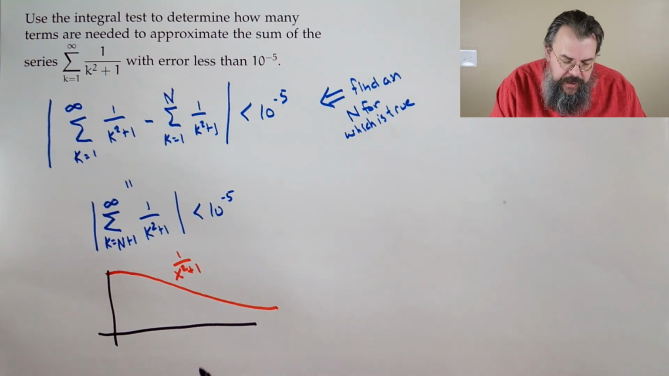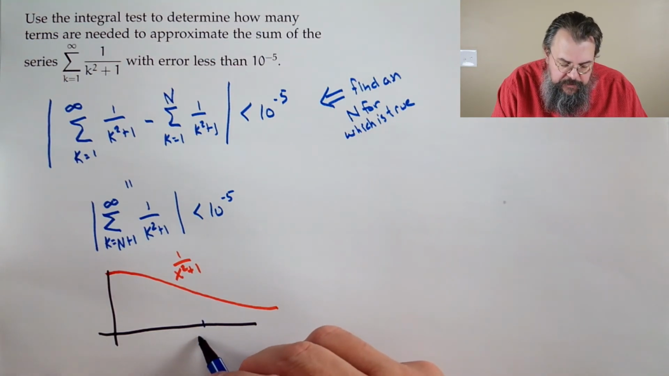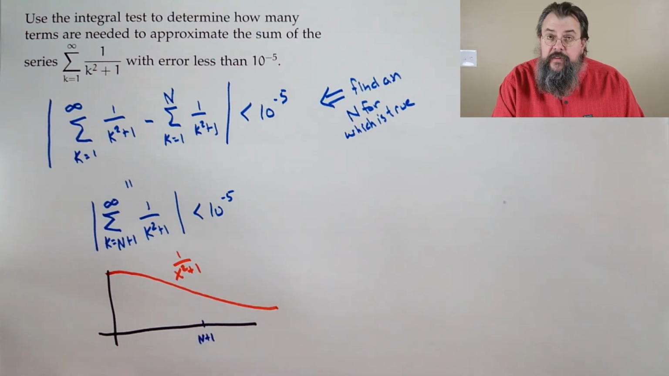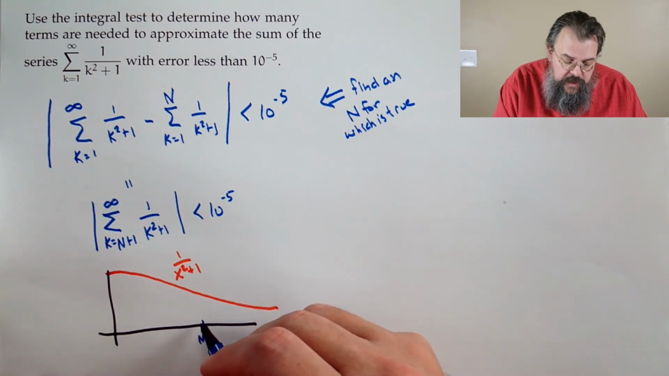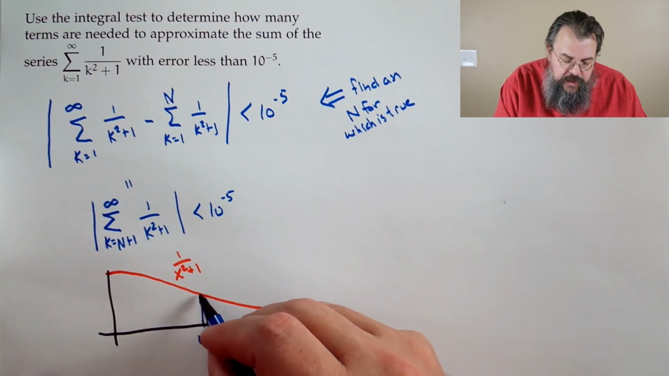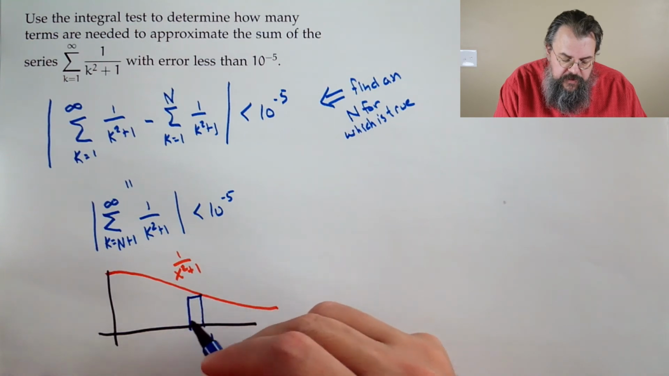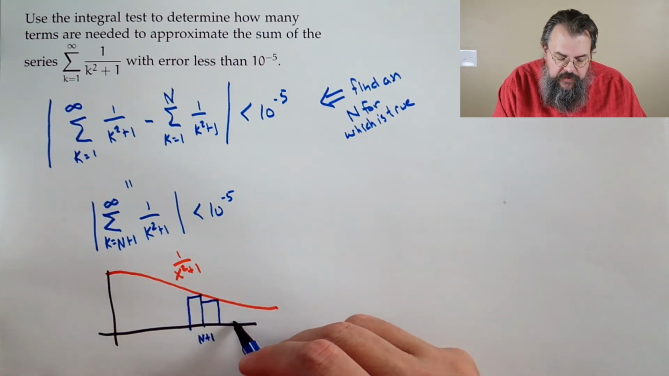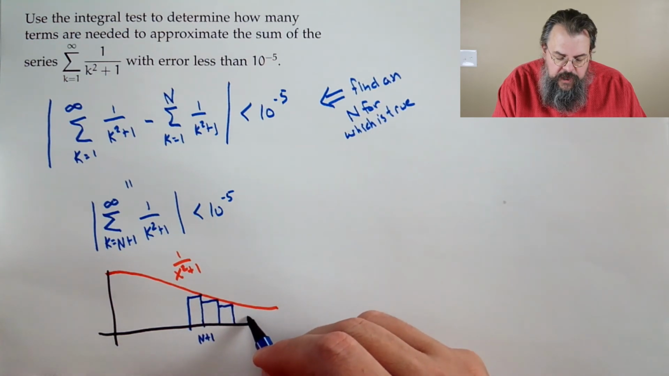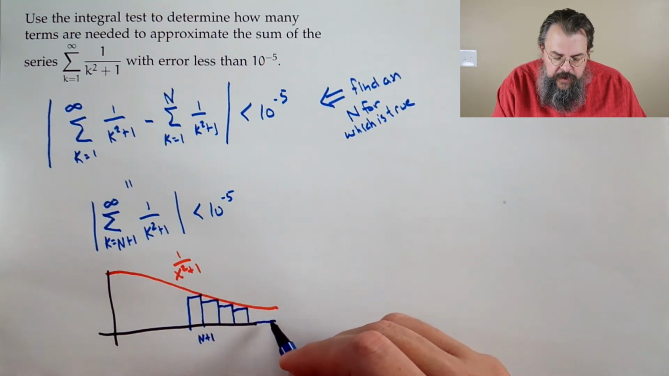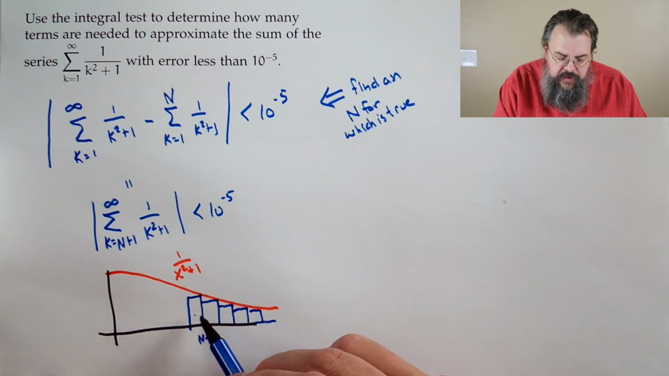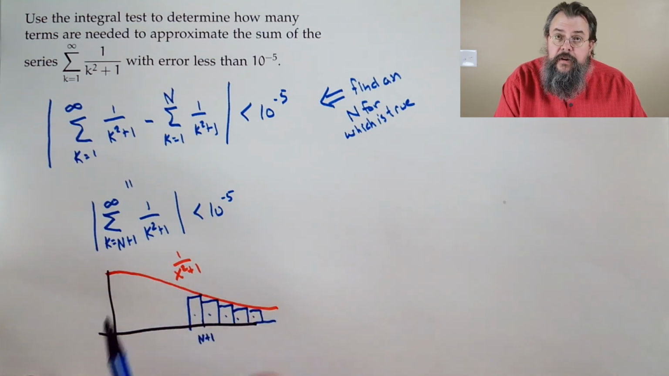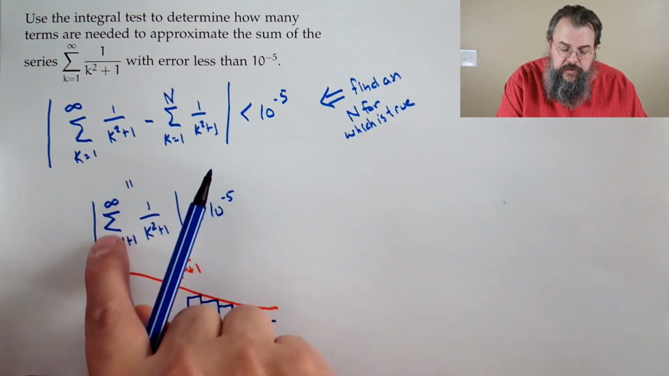Well, I'm coming all the way up to n plus 1. And because it's decreasing, if we think of these as being Riemann sums, where we just use the right endpoints, then we can think of our areas here. These pieces, when we add them together, are the summation that we're after.